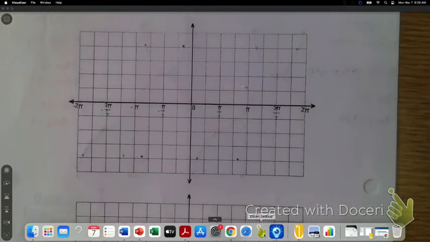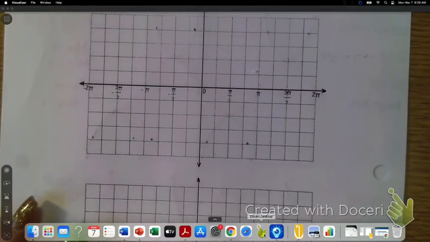Tangent and cotangent. Can I go get a box of tissues? Not get a box of tissues.